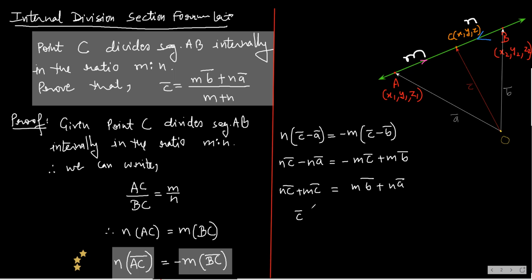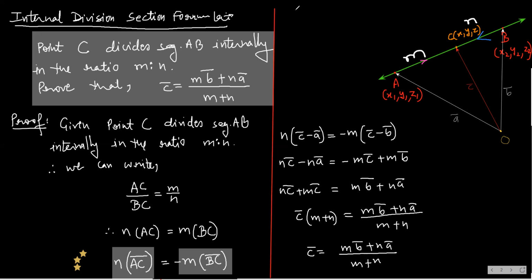So C bar I take common. So here I get m plus n. Those are numbers. And here you have mB bar plus nA bar upon m plus n. So what is C bar equal to? C bar equals mB bar plus nA bar upon m plus n. Okay, so this is the theorem.